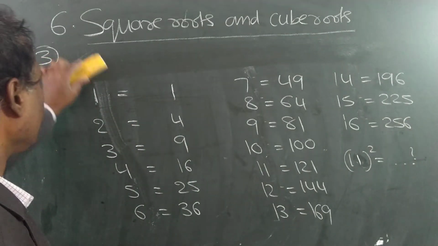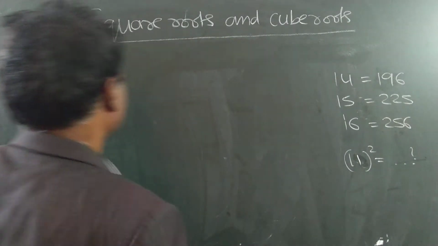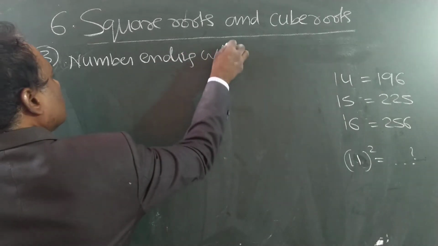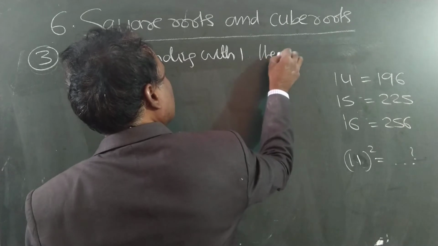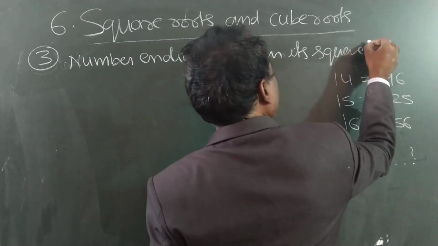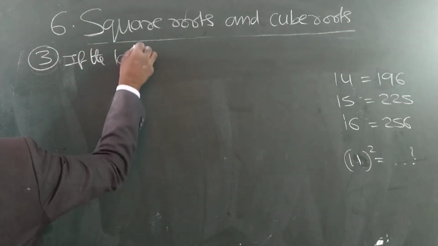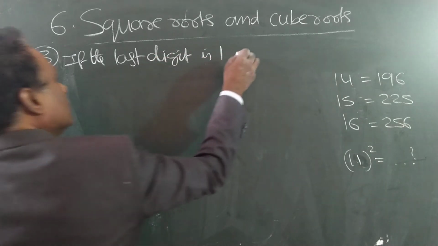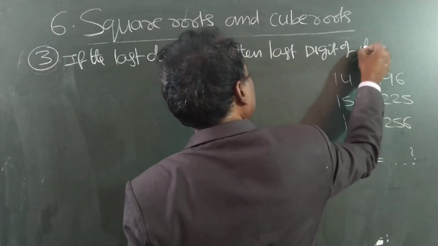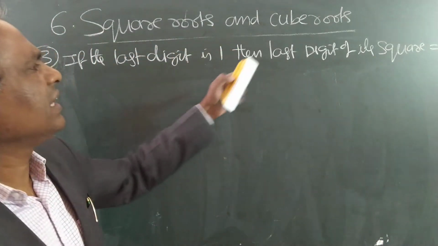So write down. Number ending with 1, then its square, or you can write like this: if the last digit is 1, then the last digit of its square is also 1. If in any number the last digit is 1, in its square the last digit is also 1.